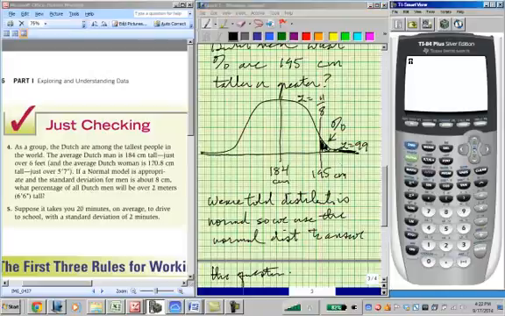So I hit second, and then the vars key. Normal CDF is 2. Let me do that again. Second, and the vars key. Normal CDF is 2. Now the syntax is left-hand measurement, right-hand measurement. Now I'm doing z-scores, so I'm doing 11 over 8, comma 99. And you can put a fraction into your calculator, and it will be quite happy to deal with it. So 11 over 8, comma 99 is going to take me from this z-score out to 99 standard deviations to the right. I hit enter, and here's my percentage.